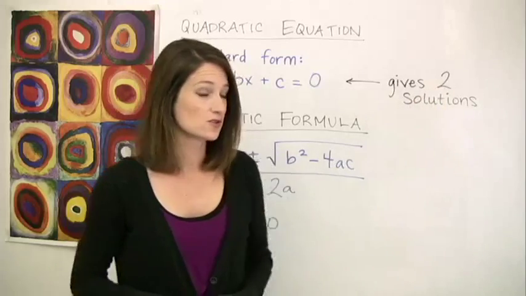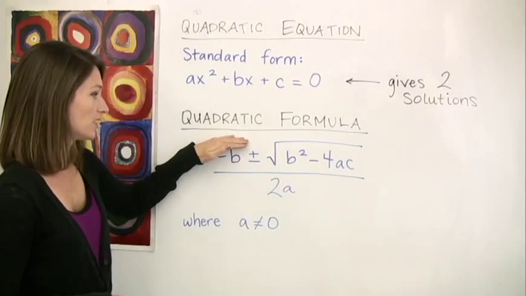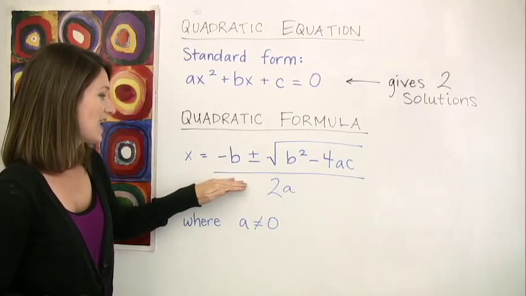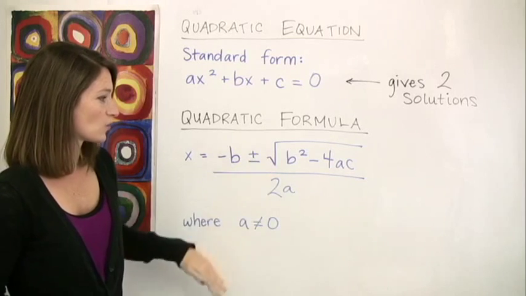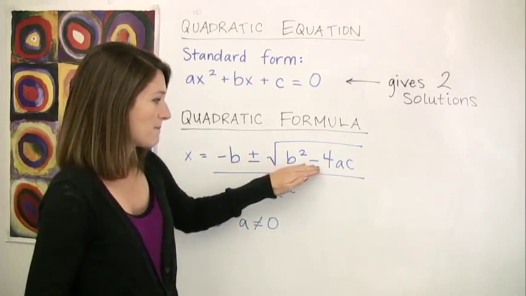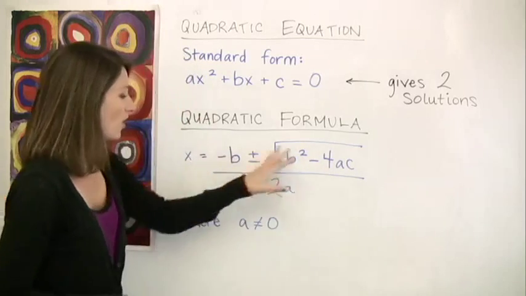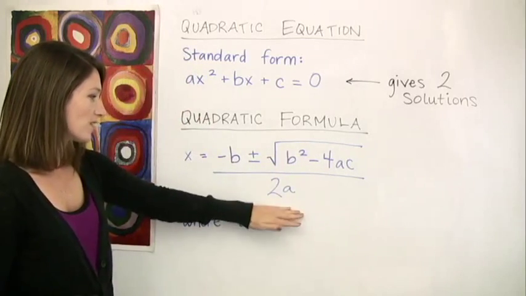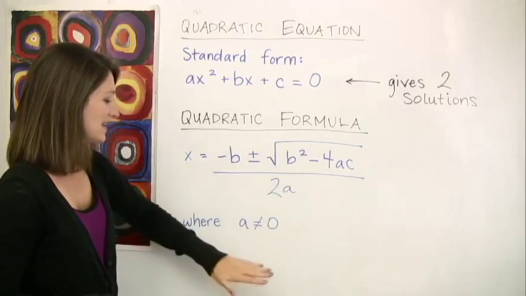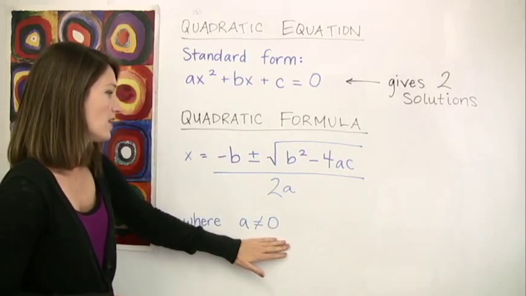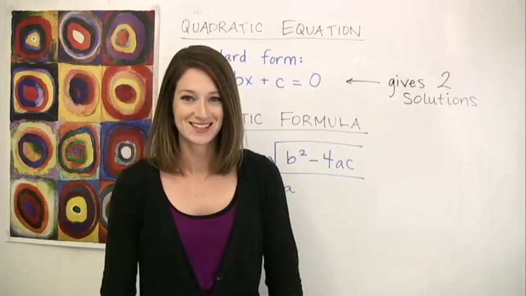We can find those two solutions using our quadratic formula, which is x equals negative b plus or minus the square root of b squared minus 4ac, and that's all over 2a. Now the important thing to remember with this formula is that a does not equal 0. So let's try a couple examples.